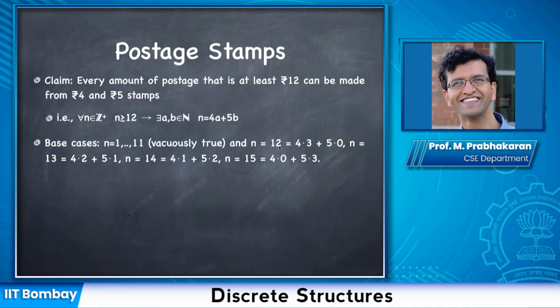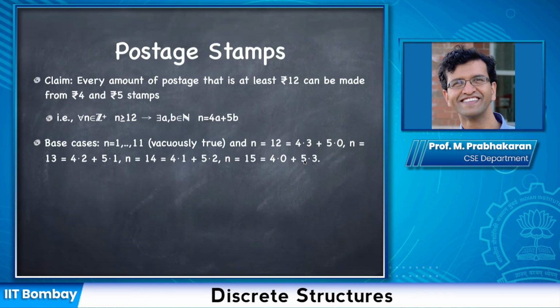n equal to 12 can be written as 4 times 3. 13 can be written as 4 times 2 plus 5. 14 can be written as 4 times 1 plus 5 times 2. And 15 can be written as 5 times 3. Right? So everything between 4 times 3 and 5 times 3, I've written as a linear combination of 4 and 5.